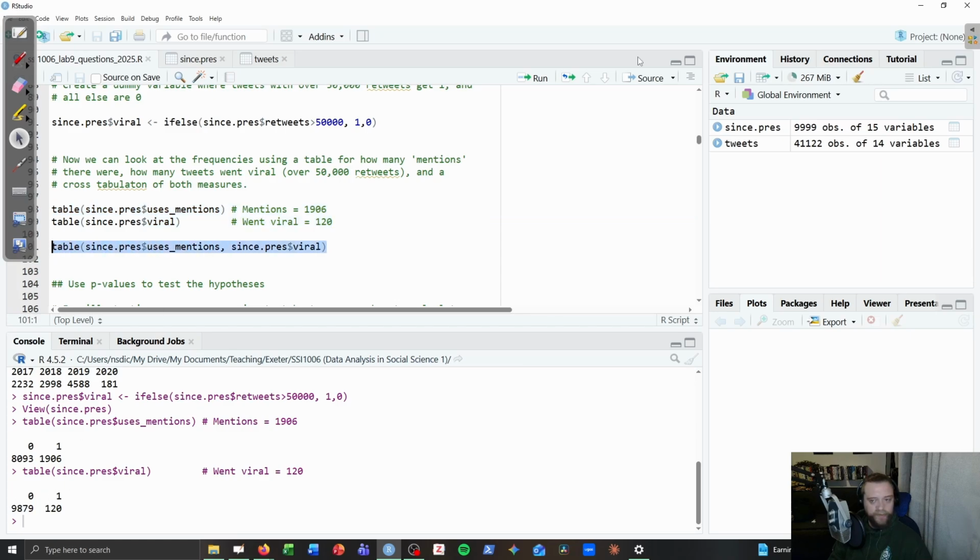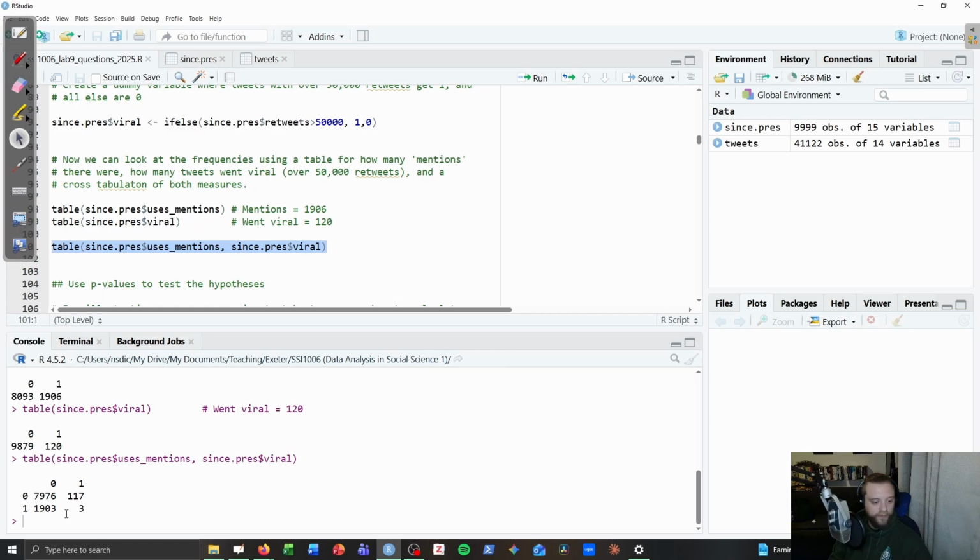Really, though, what we're interested in here is the information we get in a cross table. Here we've got tweets with and without mentions, so 0 and 1, and tweets that were and weren't viral. Out of the tweets that did not use mentions, we have 117 viral tweets. And out of the tweets that did use mentions, we've only got 3 viral tweets.